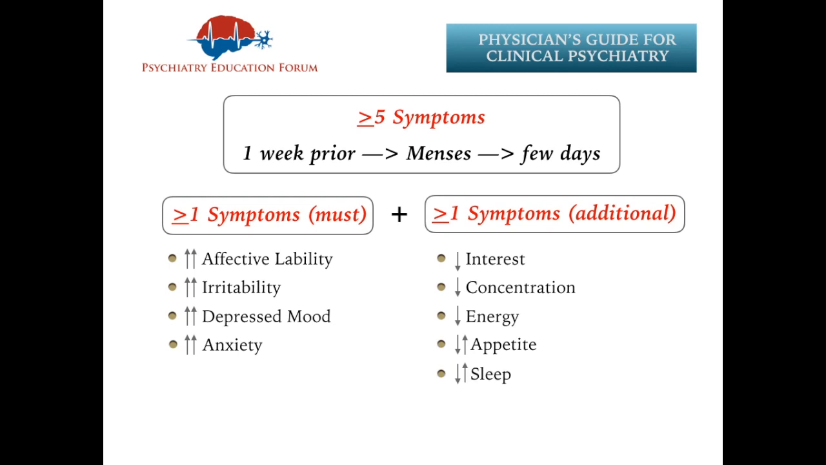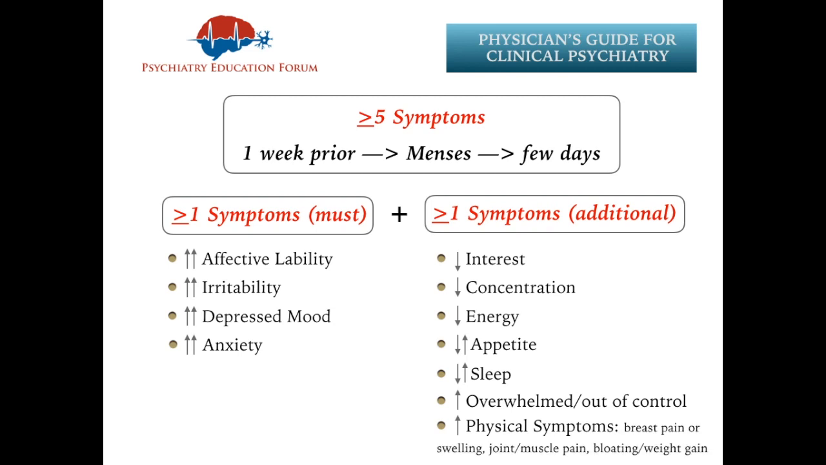And fifth symptom here is fluctuation in sleep. That can mean insomnia or hypersomnia. And then sixth symptom here is a sense of being overwhelmed or out of control. And last symptom here is physical symptoms. The physical symptoms most commonly reported are breast pain, tenderness or swelling, muscle or joint pain, sensation of feeling bloated, or weight gain here.